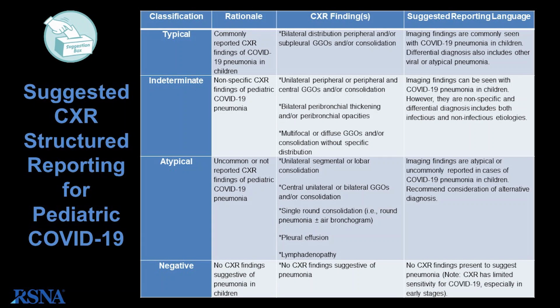And it includes a single round consolidation that has well-defined margins, such as we would expect to see in a round pneumonia. So this is really where I think the radiologist can add a lot of value to referring providers. Finally, the negative category is what you would use when there's no chest radiograph findings to suggest COVID-19.